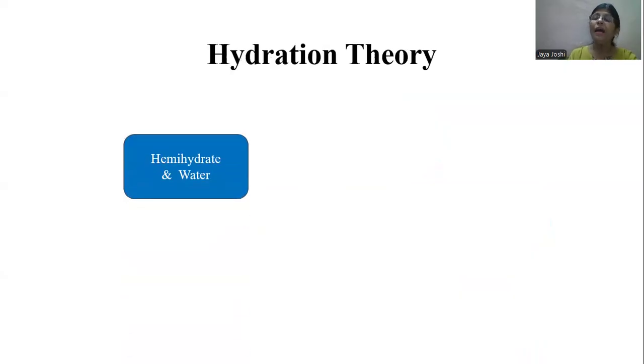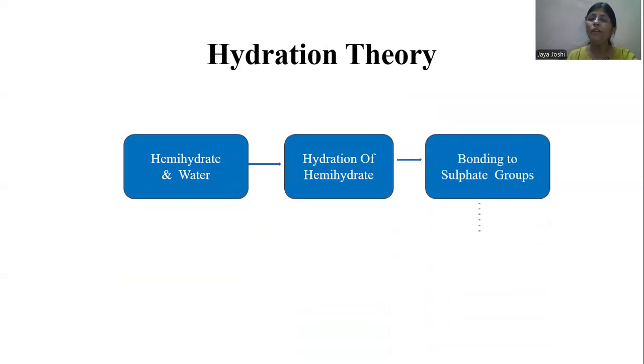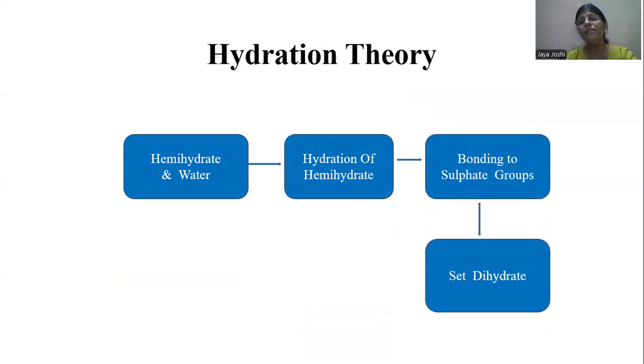The next theory is the hydration theory, that is simple. When you mix hemihydrate and water together, we get the hydration of hemihydrate followed by bonding to the sulfate group, and we get the set dihydrate. So it is simple hydration of hemihydrate, which is converting hemihydrate to dihydrate.